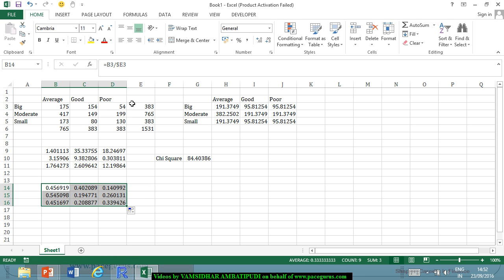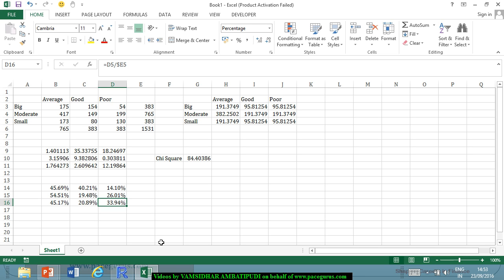Whereas if you look at the other groups, look at the percentages. In case of big, the distribution is 45% of them are average, 40% of them are good, but only 14% of them are poor. But if you look at the moderate category, almost 54% of them are average, only 19% of them are good, but 26% of them are poor. On the small side also, you could see 20% of them are good, but 33.94% of them are poor.